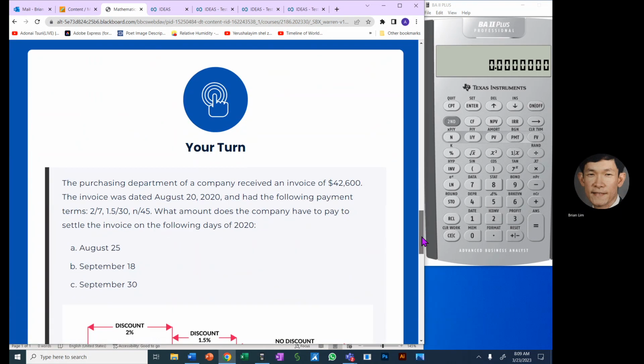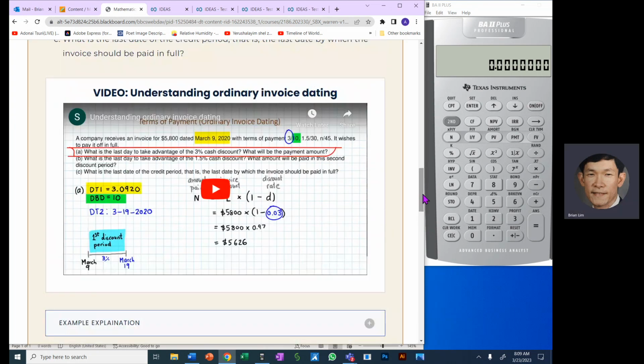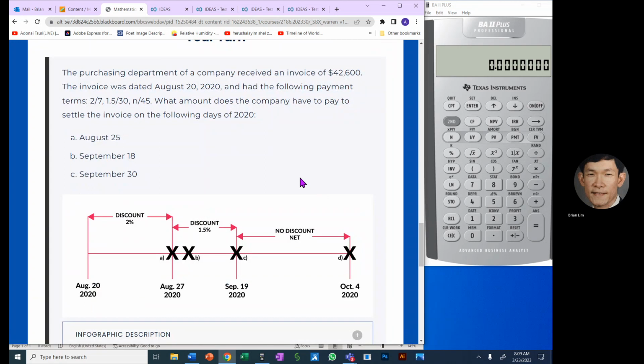Okay, so let's go back to where we were here. There's a question there with a video, and here you have a question. The purchasing department of a company received an invoice of $42,600. The invoice was dated August the 20th, 2020, and had the following payment terms. 2% discount if paid within 7 days. Now you can see here from August the 20th to the 27th, that is 7 days, all right? And 1.5% discount if paid within 30 days from the date of the invoice.